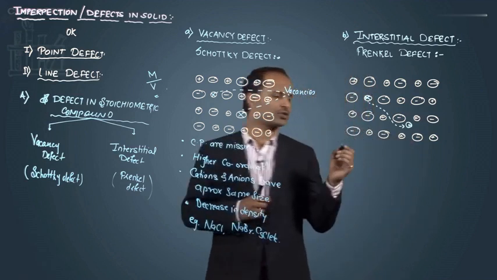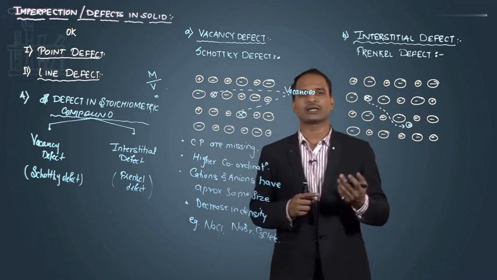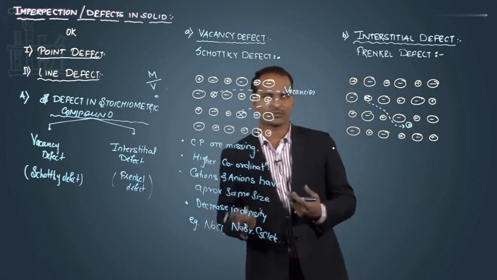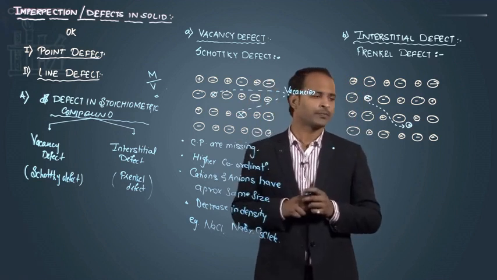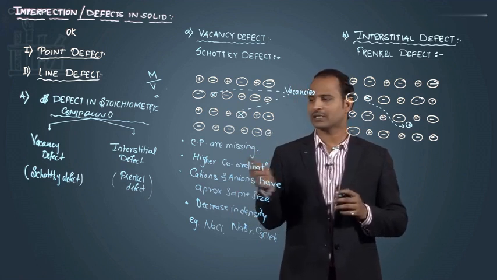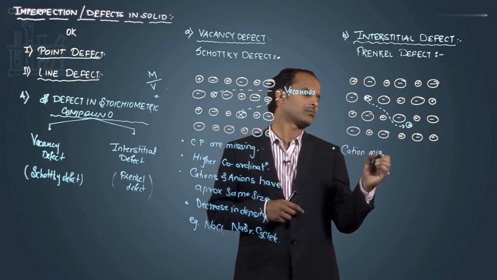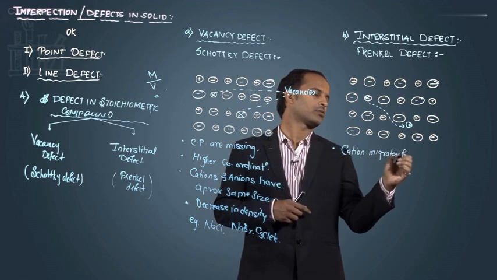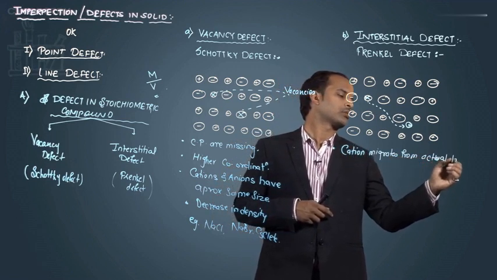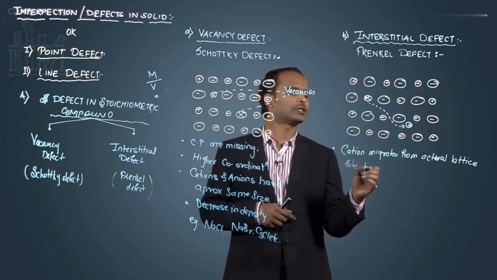As I said, the constituent particle migrating is especially the cation, but in some cases it may be the anion also. Depending on size, the one which is smaller migrates and the one which is bigger remains as it is, it doesn't migrate. In the majority of ionic solids, the cations are smaller in size and hence the cation migrates from the actual lattice point to the interstitial site.